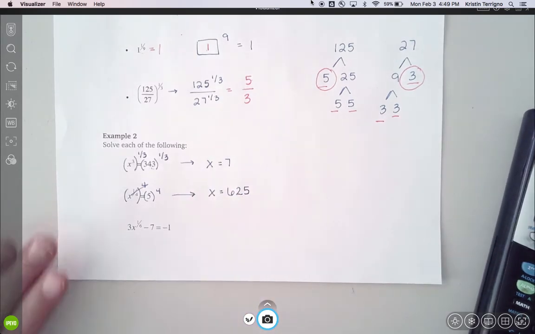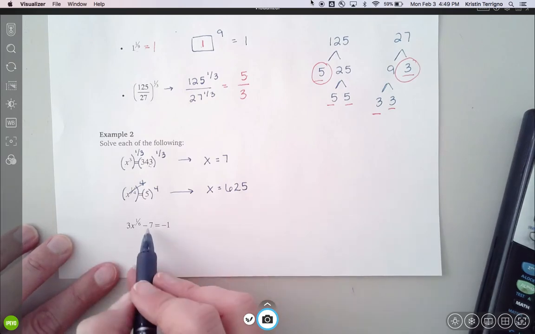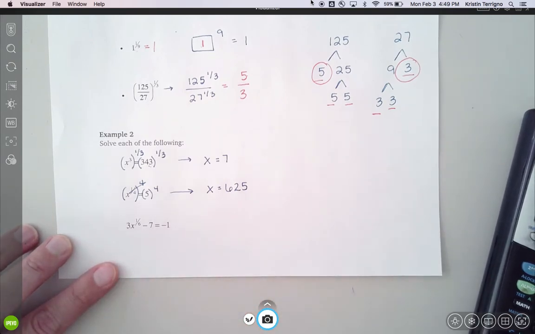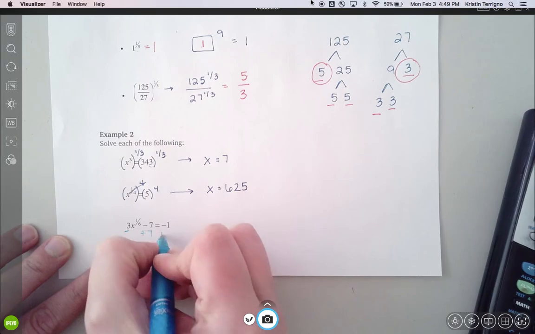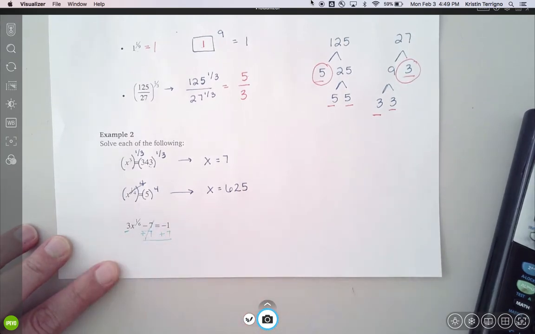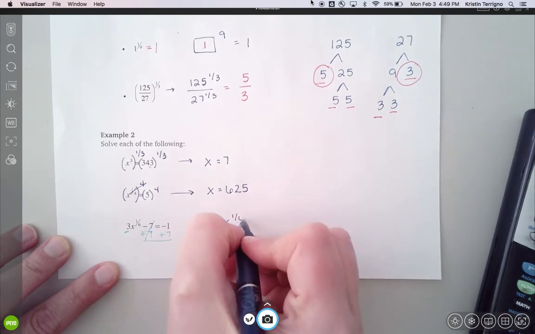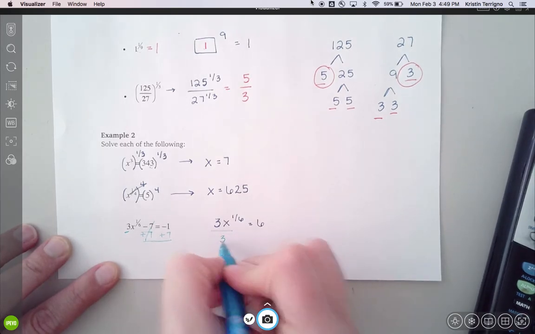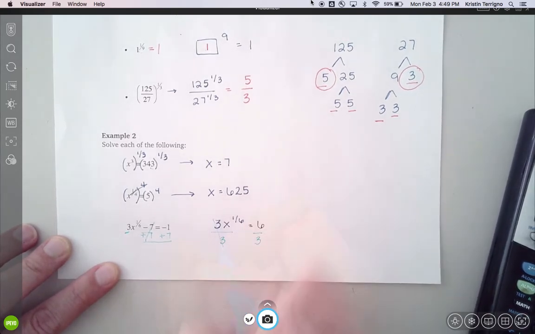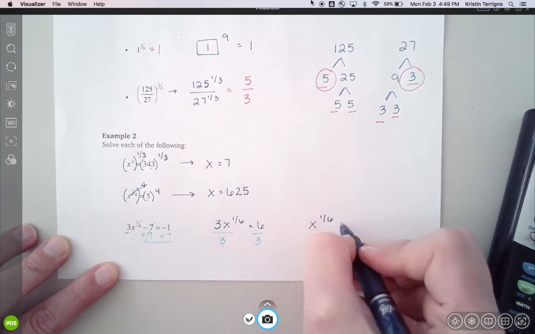Okay. Now for this last one, just like with other solving things that we've done before, first I need to get rid of this -7 and this multiply by 3. So I'm going to start by adding a 7 to each side. And I end up with 3x to the 1/6 equals 6. Then I'm going to divide by 3. And I end up with x to the 1/6 equals 2.